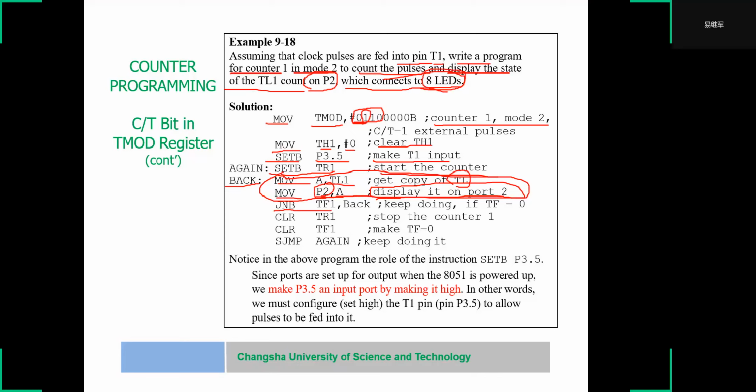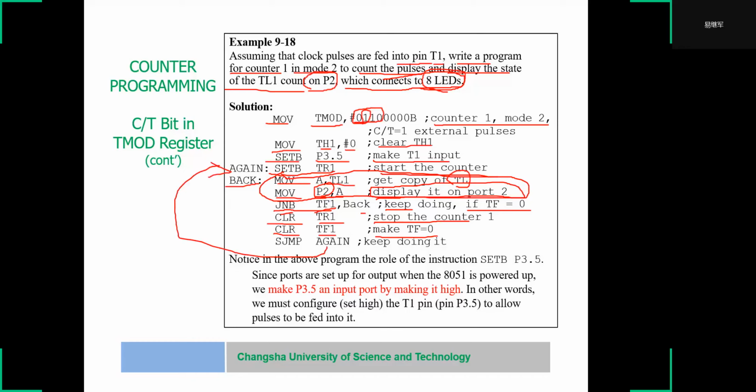Check if the timer is finished. JNB TF1, back. Keep doing this while TF is equal to 0. Clear TR1, stop the counter. Clear TF1, make TF1 equal to 0. SJMP again.